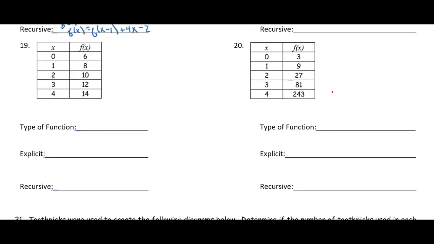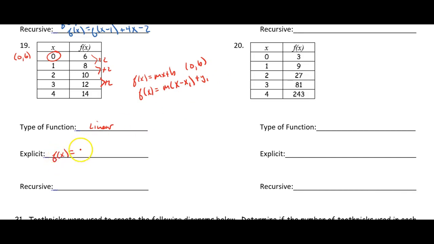Okay? The next one. Here you went up 2, up 2, up 2. So right away I know it's linear. Now the explicit rule, since it's given me x, the y-intercept, remember, I can use mx plus b if I'm given the y-intercept, or I can plug a point in, m times x minus x1 plus y1. Either one I can use, but since I'm given the y-intercept, make it easy, 2x plus 6.